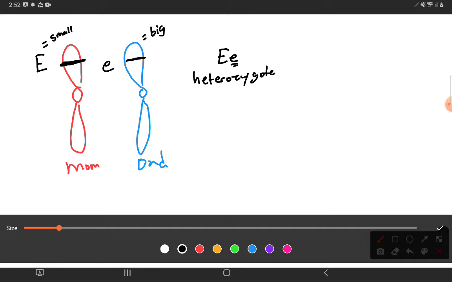You are capable of this heterozygote genotype because you are diploid for this gene, because again, you have a mom and you have a dad, and you have their combined genetic content.